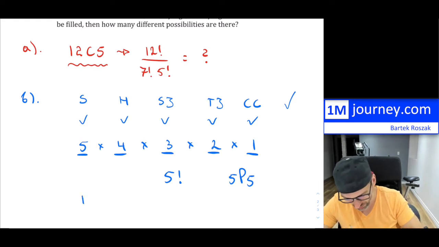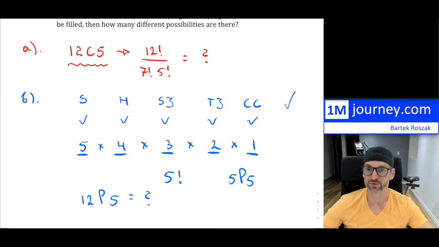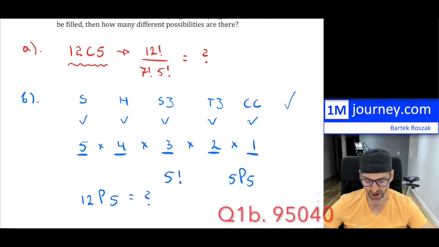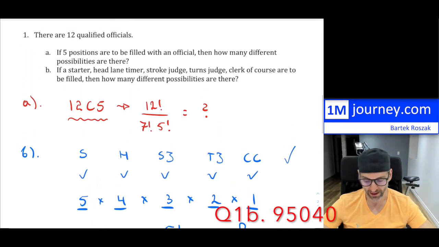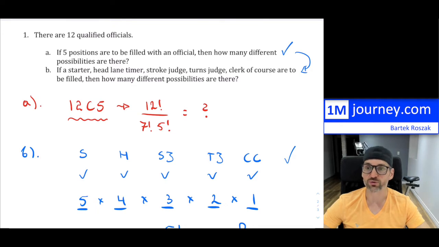Now, if you have 12 qualified officials, then this would be 12P5, and then whatever that answer might be, you can find that out. So parts A and B are actually different. If the 5 positions in part A were particular positions like they are here, we would have had to do 12P5. But because they didn't state anything and just said 5 positions, it doesn't matter in which order we fill them in. That's why I wrote 12 choose 5 for that one. So that's question number 1.